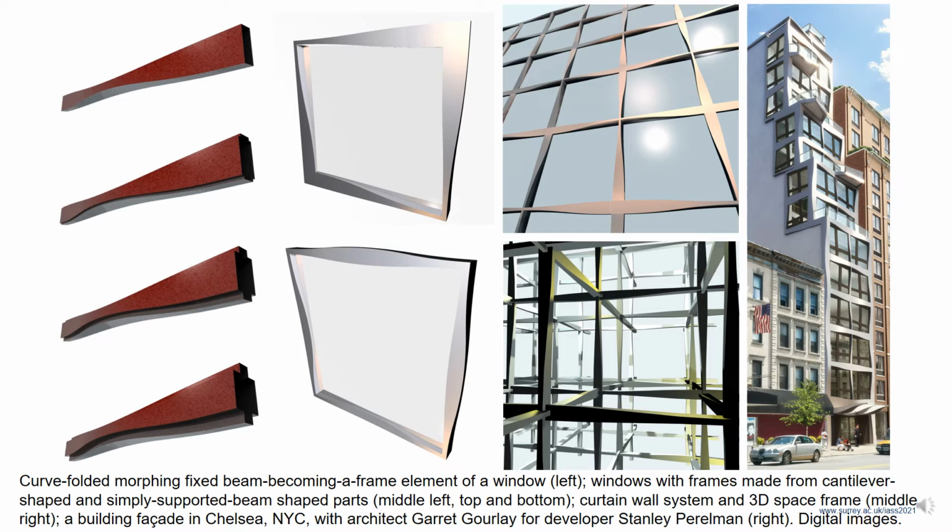Additional curtain wall systems and window panels with wavy framing members. The morphing beam in red color on left is a fixed beam which has acquired notches for receiving panels. 2 square window frames, middle left, the top one made from 4 cantilever-shaped beams and the bottom one from 4 simply supported beam shapes. One of them is arrayed into a curtain wall system on top, middle, and then applied to an exterior of a building in New York City on far right. And at the bottom is a 3D cubic space frame based on the same idea.